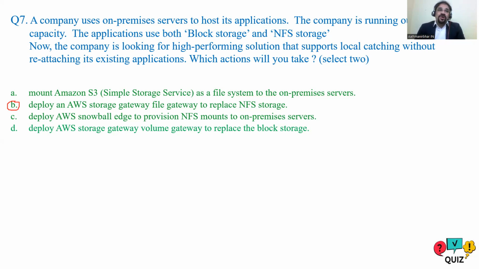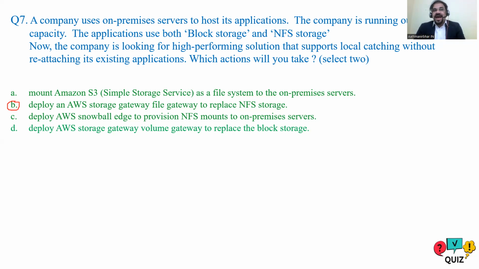So we have only one option left apart from the correct answer, option B, that is option D. Option D is deploy AWS Storage Gateway volume gateway to replace the block storage. How does this work? Just like our option B, this will also serve the same purpose. So this will move data from on-premises to a convenient storage solution, that is the network file storage, for locally caching and storage purpose.